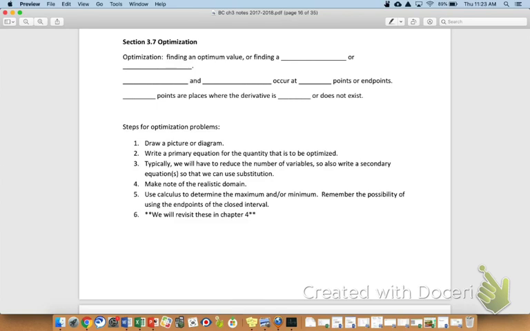So finding an optimum value also means finding a blank or blank. Max or min? Max or min, yep. Okay, and blank maxes and mins occur at blank points or endpoints. What do you think goes in that blank? Critical points, yep. I'll just put crit for critical.